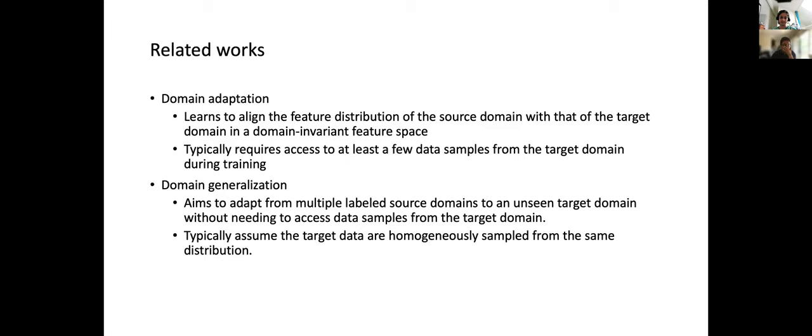So that's domain adaptation. And domain generalization would be the other one. It aims to adapt from multiple labeled source domains to an unseen target domain without needing to access data samples from the target domain. That's great, but it typically assumes that the target data are homogeneously sampled from the same distribution. These are all great approaches.